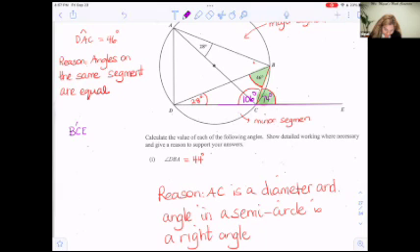BCE is 74 degrees. And the reason is angles on a straight line are equal.